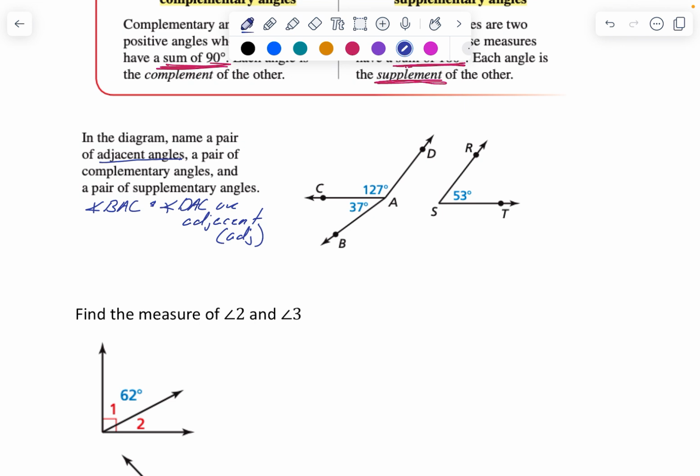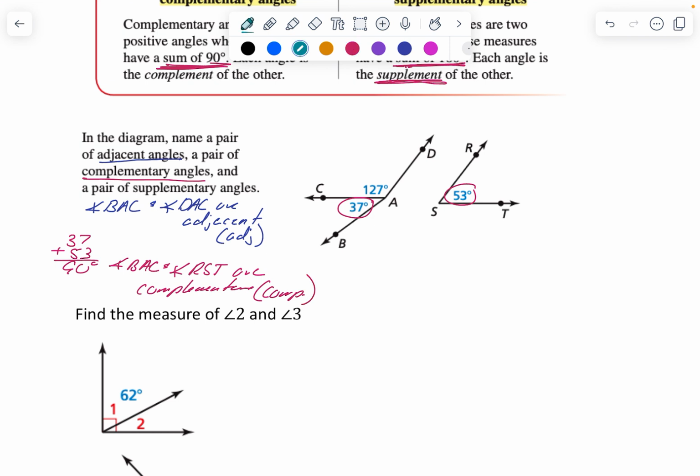Next we want to find two complementary angles. So two angles are complementary if their angles add up to 90. I don't see any square corners here, but I think you could see these two together. If we did 37 plus 53, they equal 90 degrees. So we could say angle BAC and angle RST are complementary. And again, if you want to abbreviate, comp works for me.